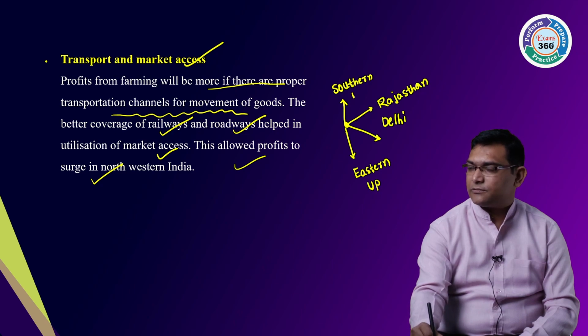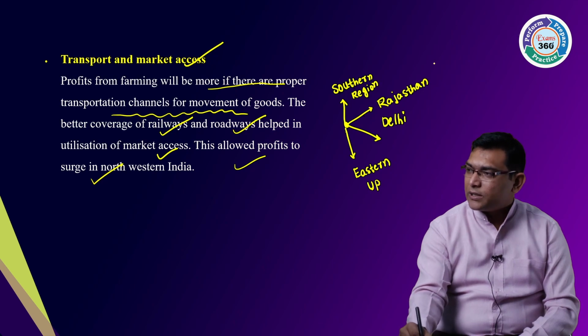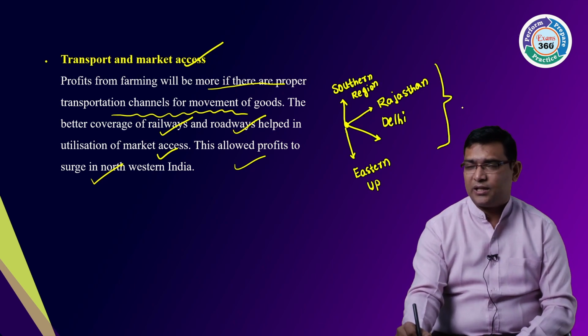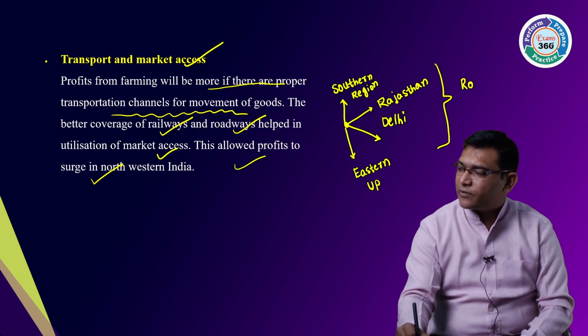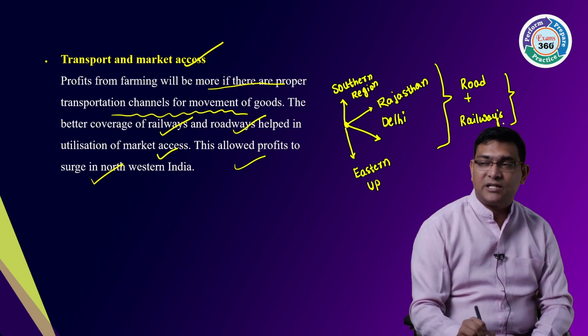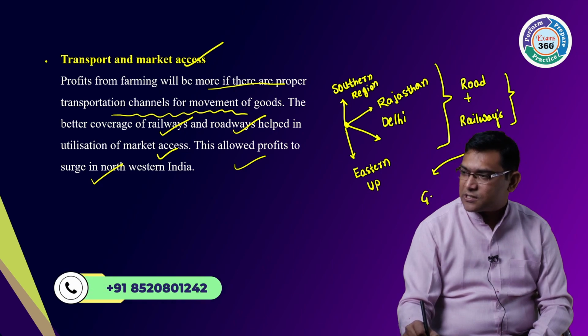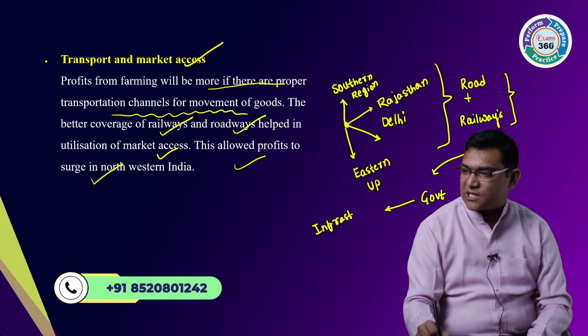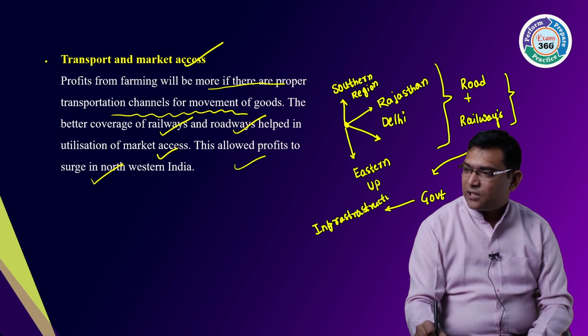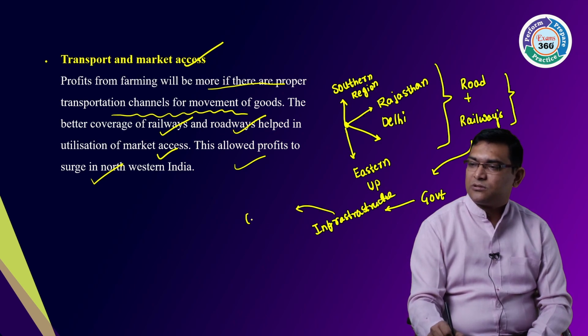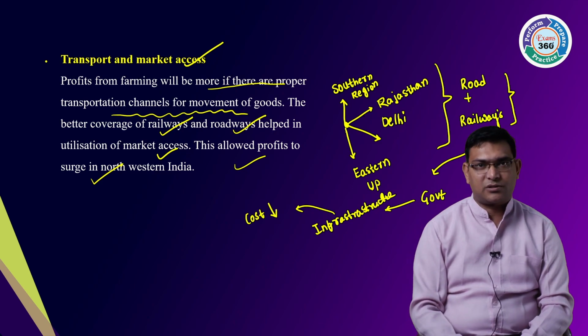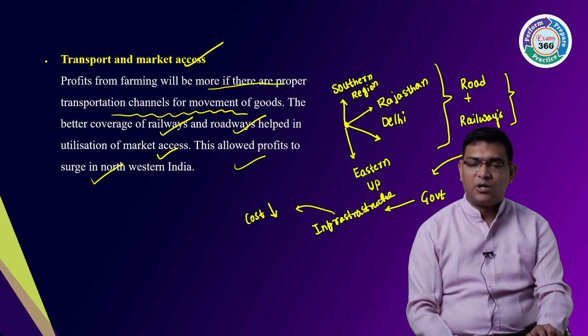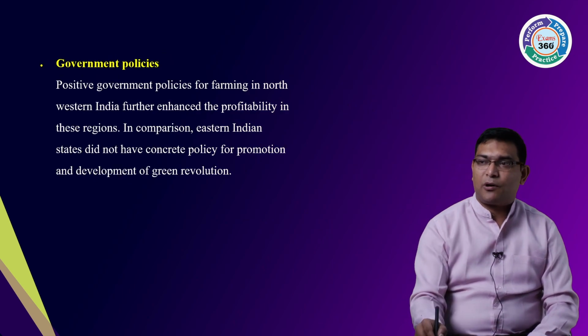These are the markets. In all these regions, road networks had already started, plus the government also started railway networks. The government heavily invested in this. Government expenditure was very very high on this. That means the government created the infrastructure required for transportation. With this infrastructure, the cost of transportation will be reduced and the cost of production will be reduced, right? This is one thing. Then government policies, positive and also stable.